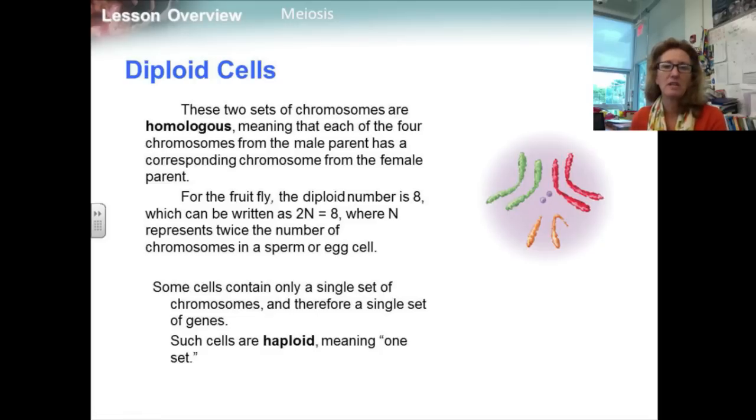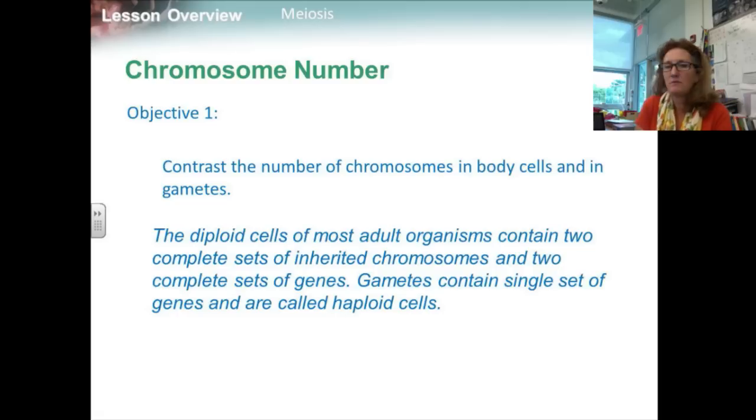Some cells contain only a single set of chromosomes, and therefore a single set of genes. Such cells are haploid, meaning 1 set. The gametes of sexually reproducing organisms are haploid. So for fruit fly gametes, the haploid number is 4. You get 1 from your daddy, like this one, and this one. All right? And n is 4 then.